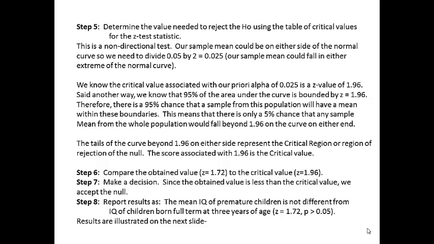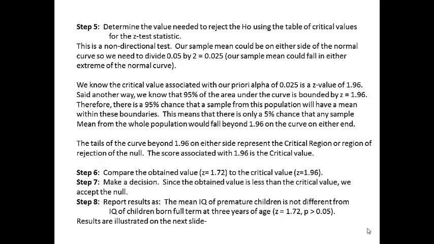Therefore, there's a 95% chance that a sample from this population will have a mean within these boundaries. This means there's only a 5% chance that any sample mean from the whole population would fall beyond 1.96 on the curve on either end. The tails of the curve beyond 1.96 represent the critical region or region of rejection of the null. The score associated with 1.96 is the critical value.